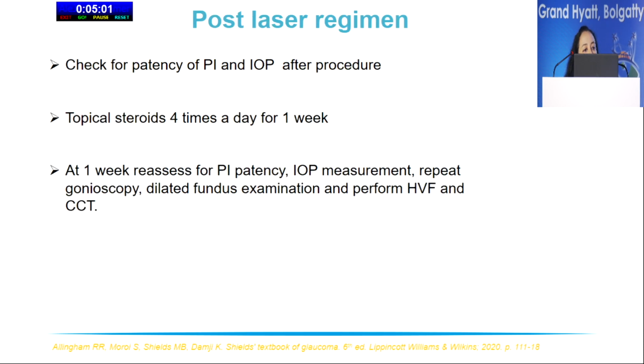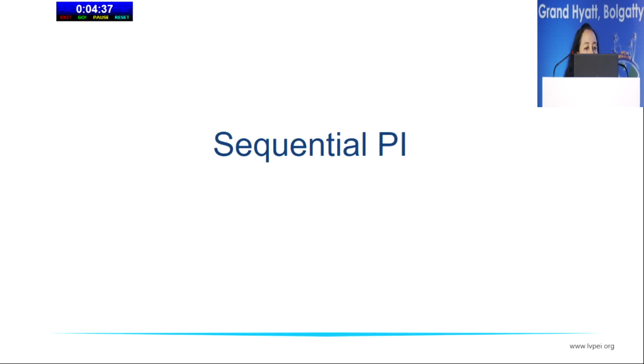So the post laser regimen: we have to check for the patency of the PI and IOP after the procedure and give topical steroids for a week and recall the patient after 1 week to reassess the PI patency. We have to check the IOP and repeat the gonioscopy to confirm if the pupillary block is relieved or if there are other non-pupillary block mechanisms, and check the HVF and optic disc.